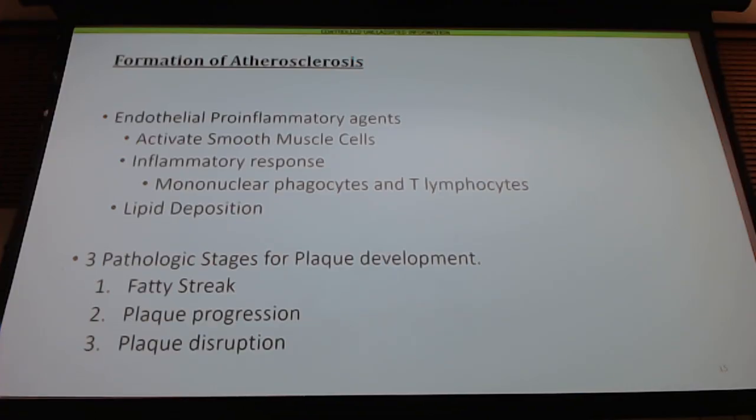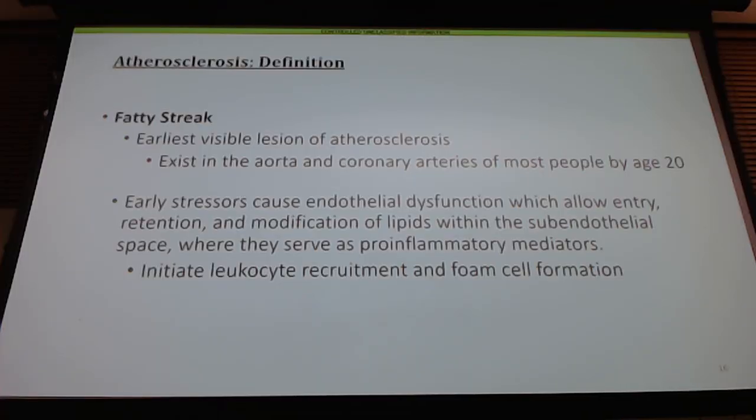But when we talk about this pathogenesis of atherosclerosis, there's really three parts to this, okay? And we're going to talk about each one of these parts in the next couple of slides here. The first one is the fatty streak starts to form within the wall of the blood vessel.